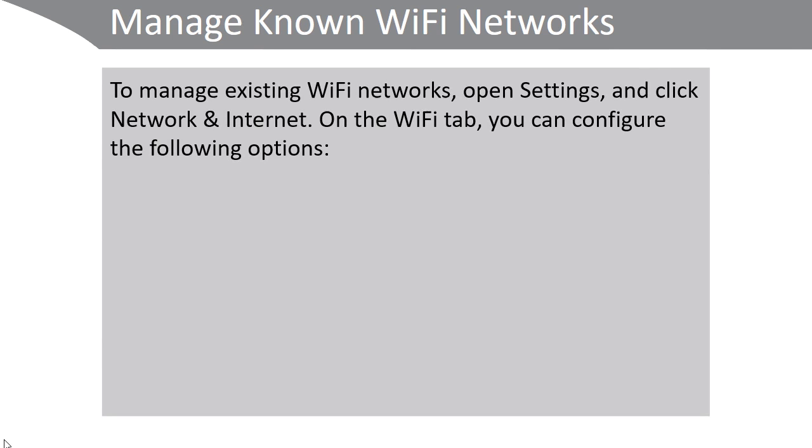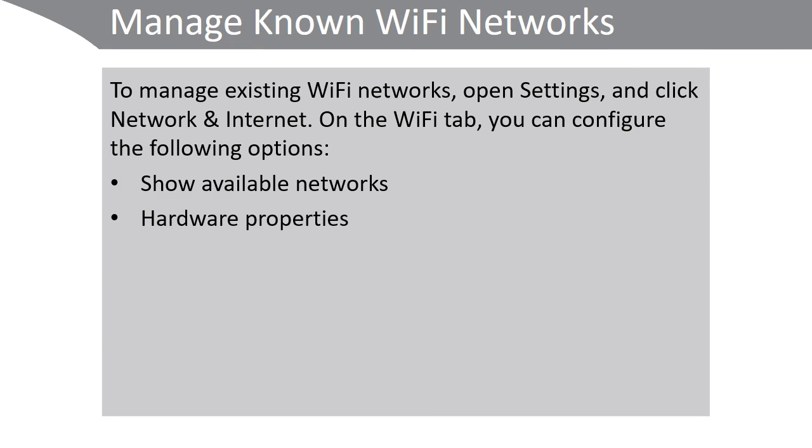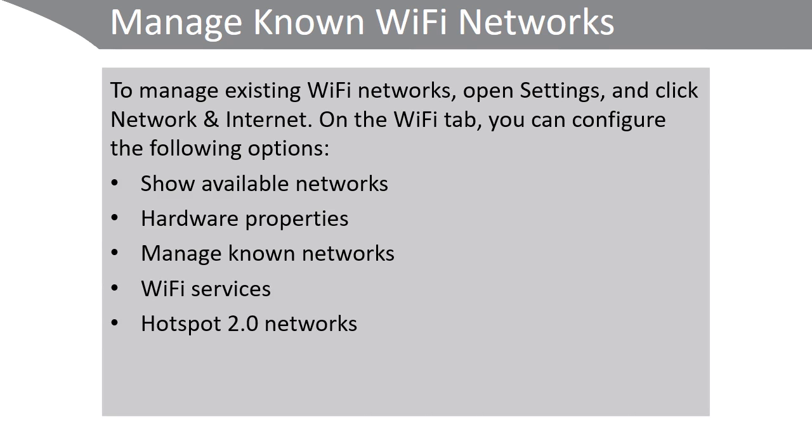To manage your existing Wi-Fi networks, open Settings and click Network and Internet. On the Wi-Fi tab, you can configure the following options. Show Available Networks will display all of the Wi-Fi networks that your device can see. Hardware Properties allows you to configure the Wi-Fi network adapter. And Manage Known Networks will provide you with a list of the networks to which you've previously connected. You can then connect to one of those if they're within range, or you can forget or view the configuration. You can access Wi-Fi services, and you can configure Hotspot 2 networks.